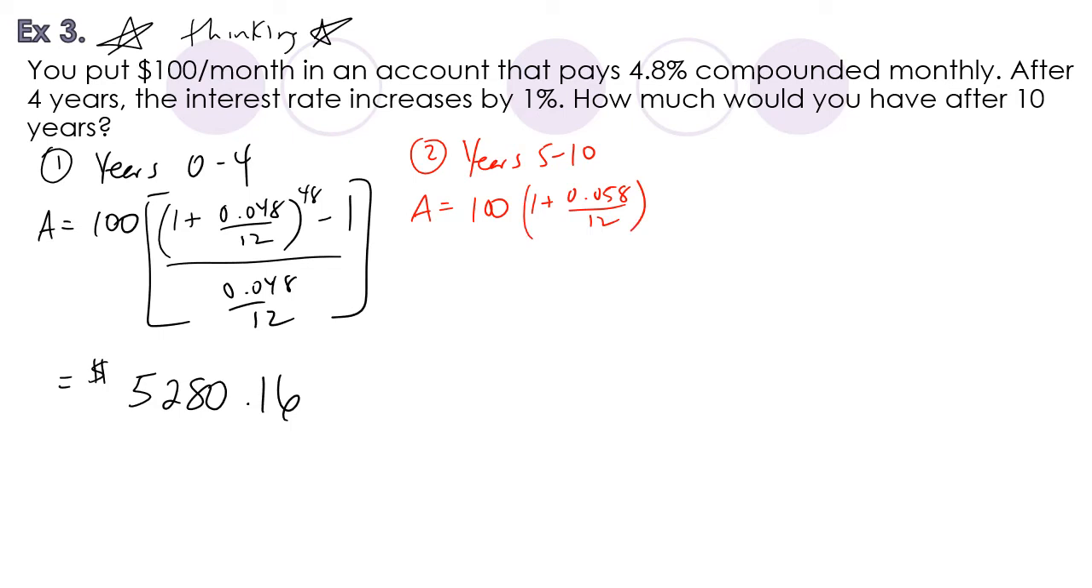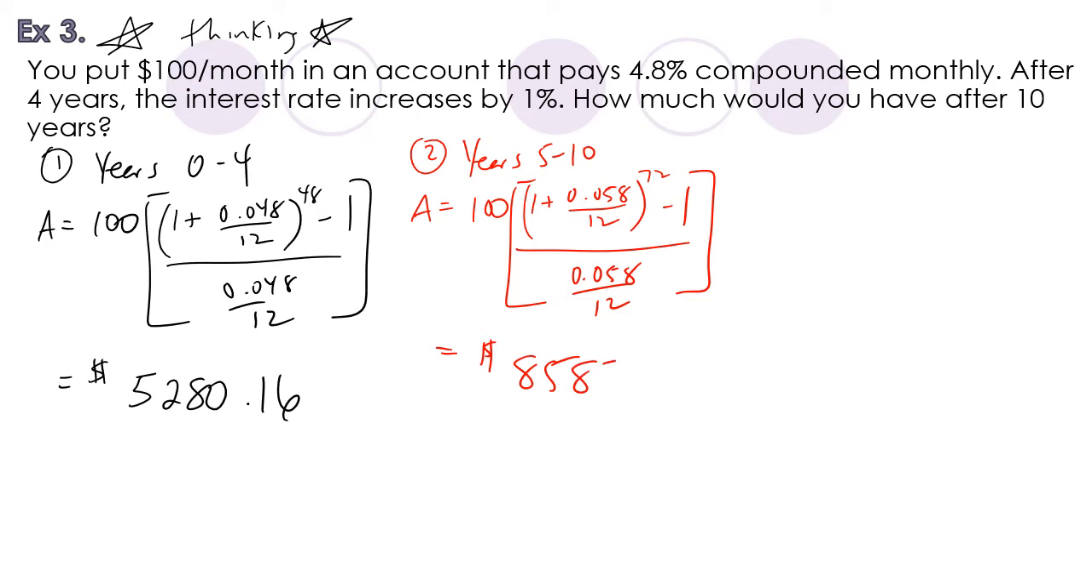Years 5 to 10. Don't fall for this trap. Year 5, year 6, year 7, year 8, year 9, year 10. That is 6 years. Just using your fingers: 5, 6, 7, 8, 9, 10. 6 years. 6 times 12, 72, minus 1, all over 0.058 over 12, square brackets. Again, make sure you try this on your own. You should get $8,587.15.